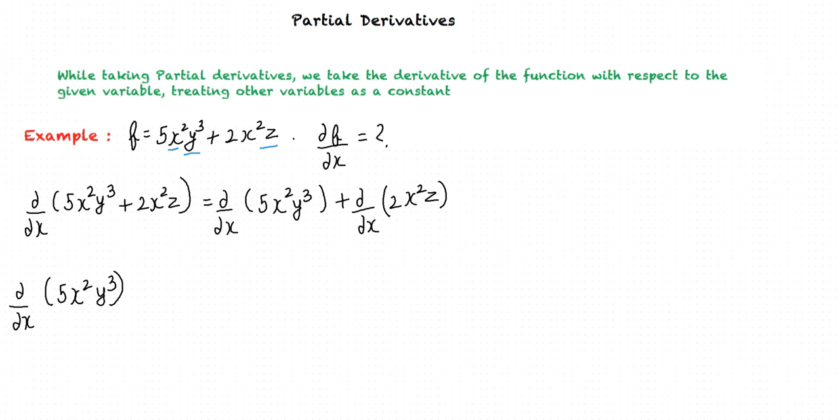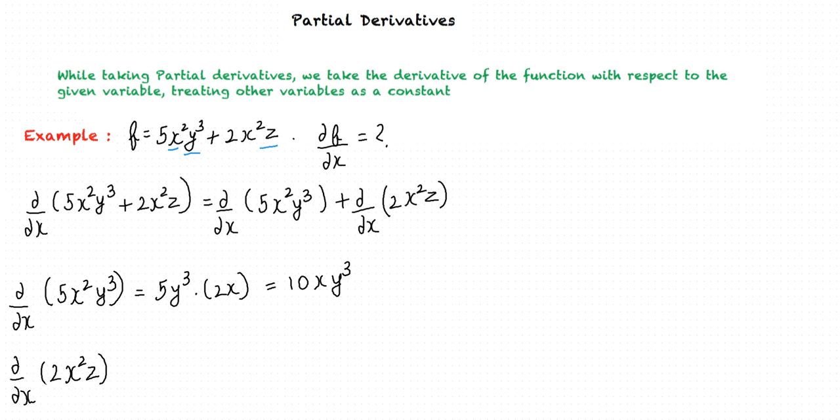The first term is dou by dou x of 5x squared y cubed. While taking the partial derivative of this expression with respect to x, we treat the other variables, y in this case, as constant and perform the normal differentiation. Dou by dou x of 5x squared y cubed equals 5y cubed times 2x, which equals 10xy cubed.